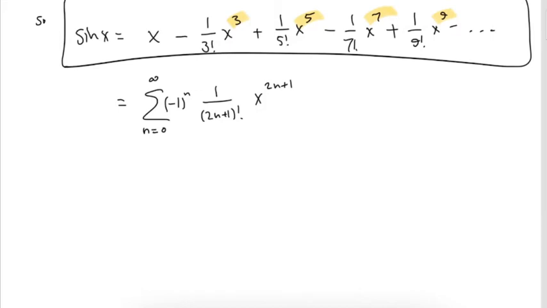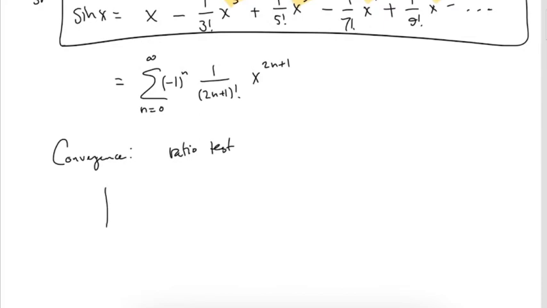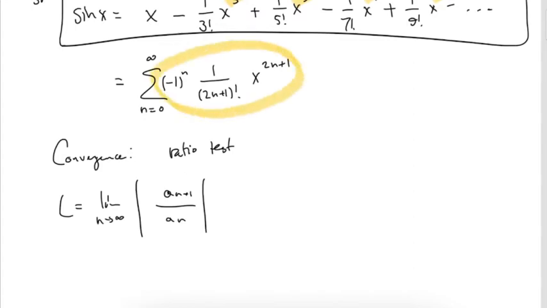So this is the series for sine of x. How about the convergence? Let's see if we can work that out. I'm going to use the ratio test like we always do. And I'm going to do the old L equals the limit as n goes to infinity of the absolute value of a n plus 1 divided by a n, where those a's are the terms that you see inside the series. The whole thing, including the x, all right? That's what the a's are.